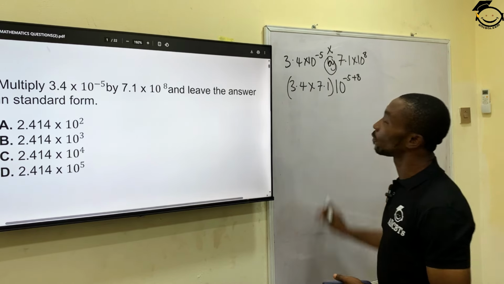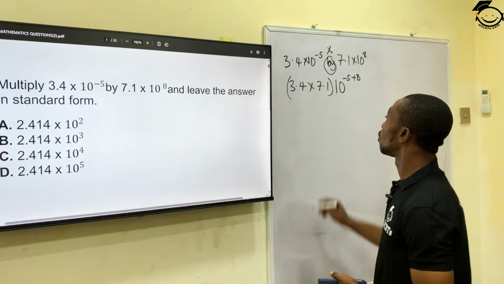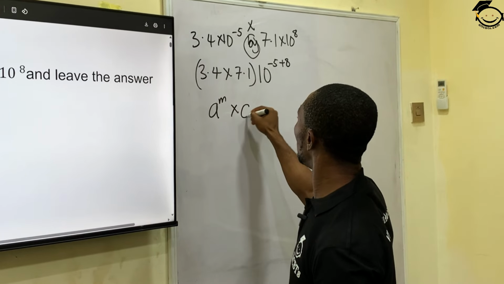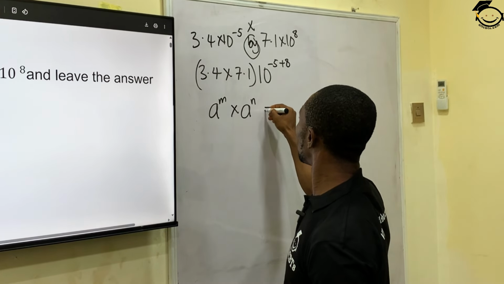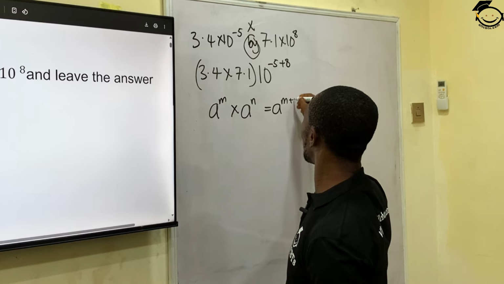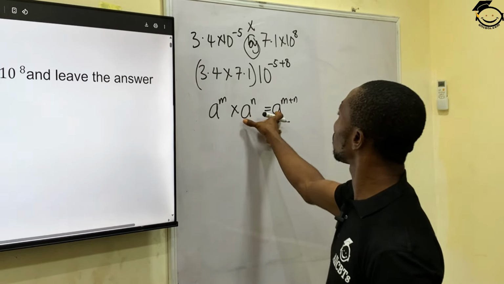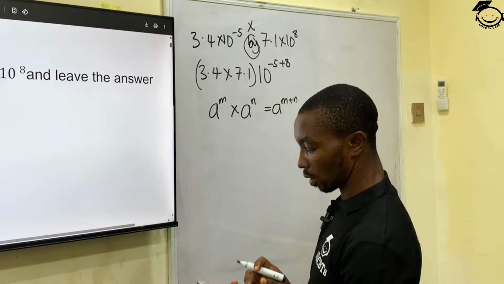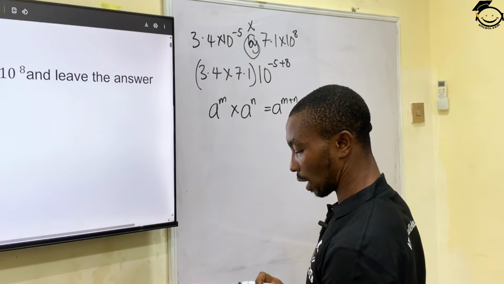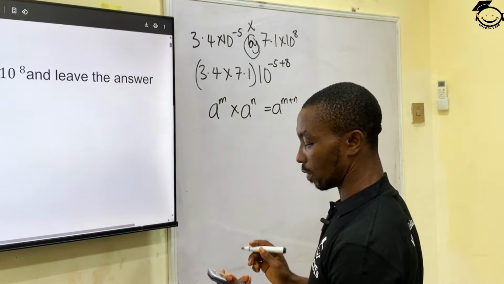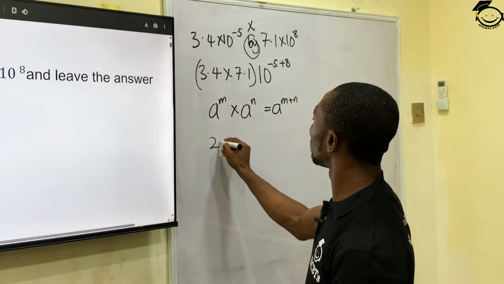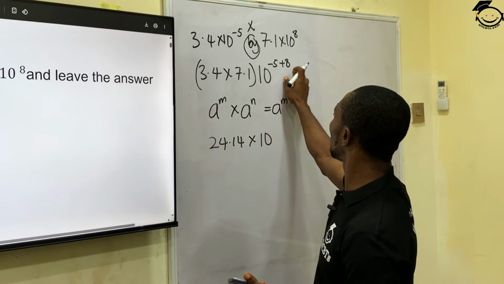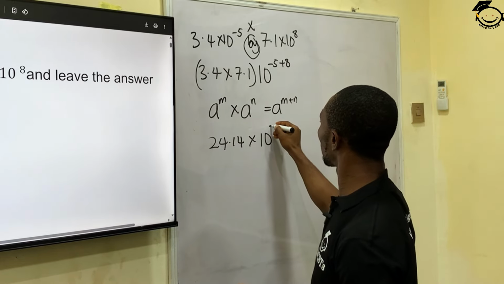Now, why are we having plus? If you remember our law of indices, where we have a raised to the power m times a raised to the power n is going to become a raised to the power m plus n. So now application of this law is what we are having here. So if we do this, 3.4 times 7.1 will give us 24.14 times 10 raised to the power 8 minus 5, which will give us 3.